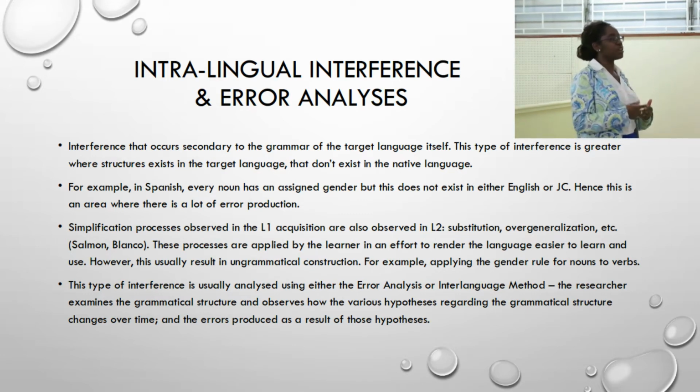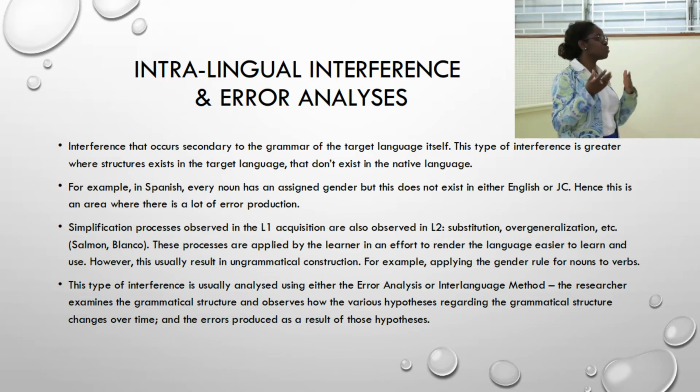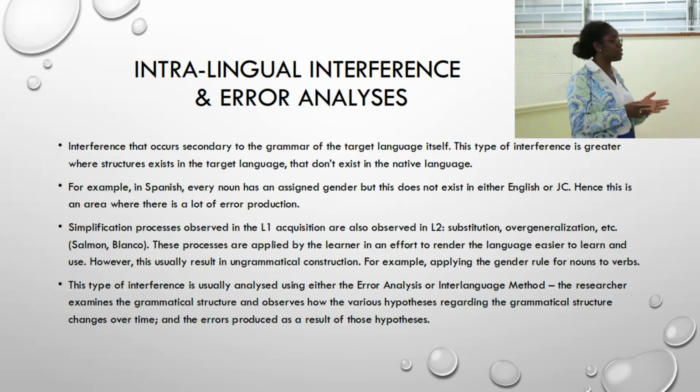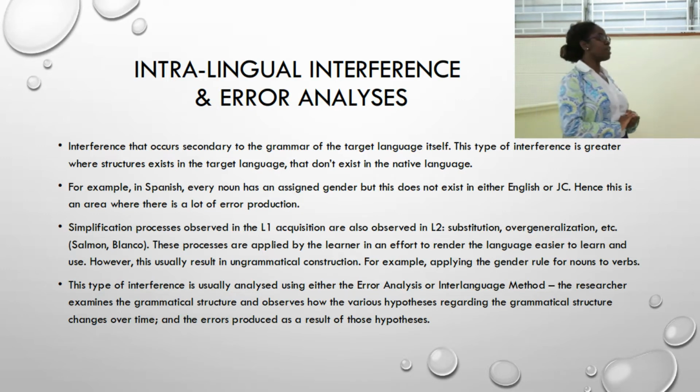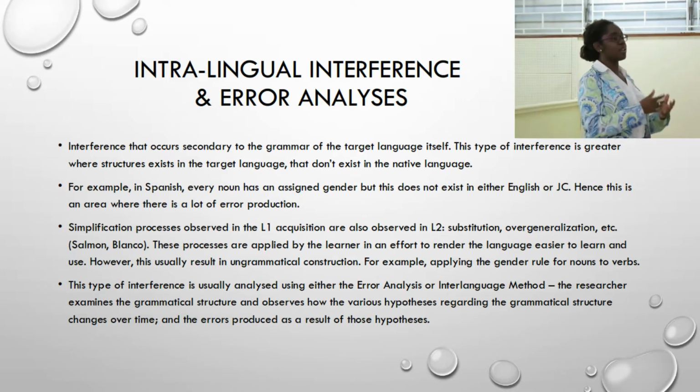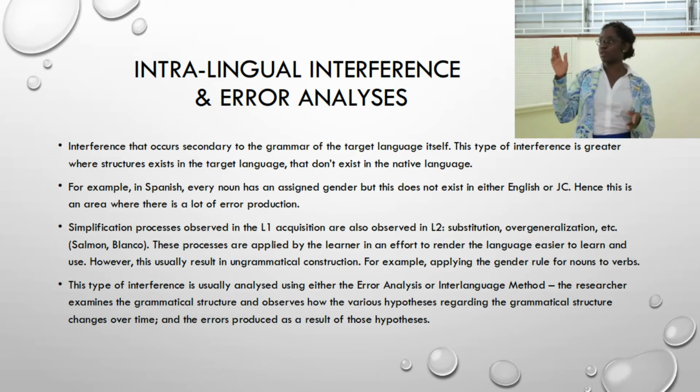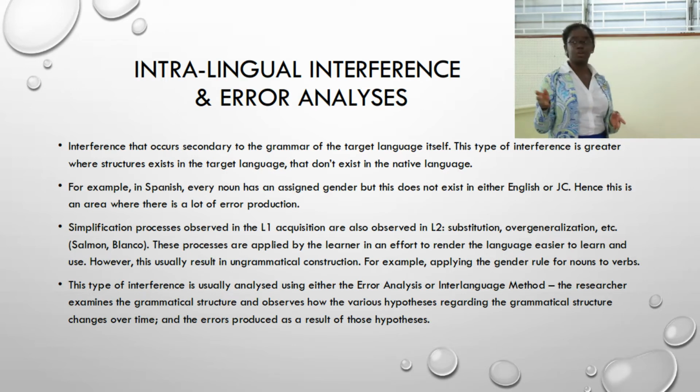And so what you find is when it comes to gender agreement, there's a lot of errors. And nine times out of 10, the students write the masculine forms, even for feminine nouns. But they have nothing to which they can compare it. And that is part of the reason why they have the error. Another observance with intralingual interference is that the same simplification processes observed during the acquisition of your first language are also observed here in an L2 situation.